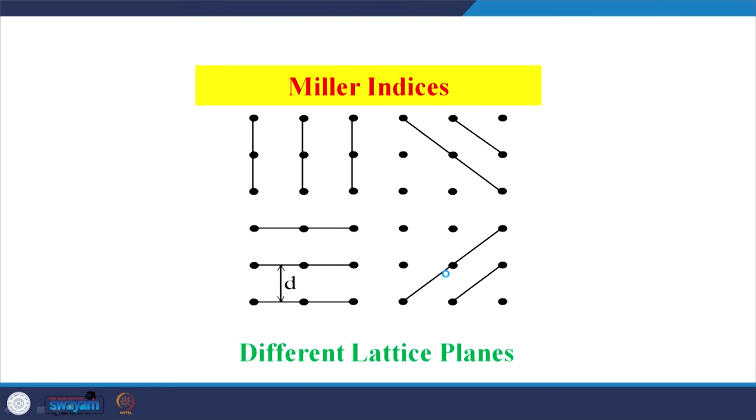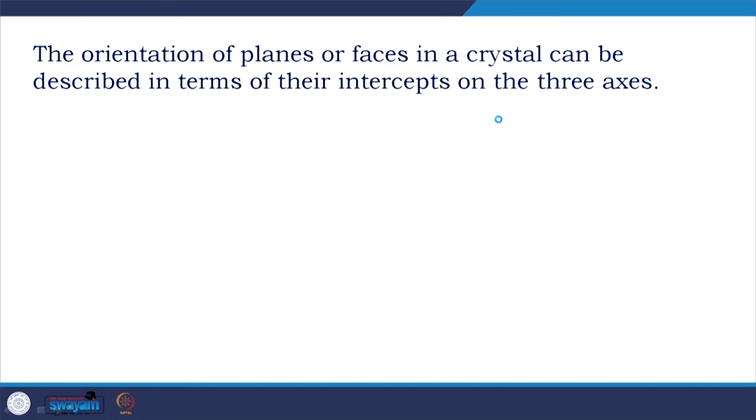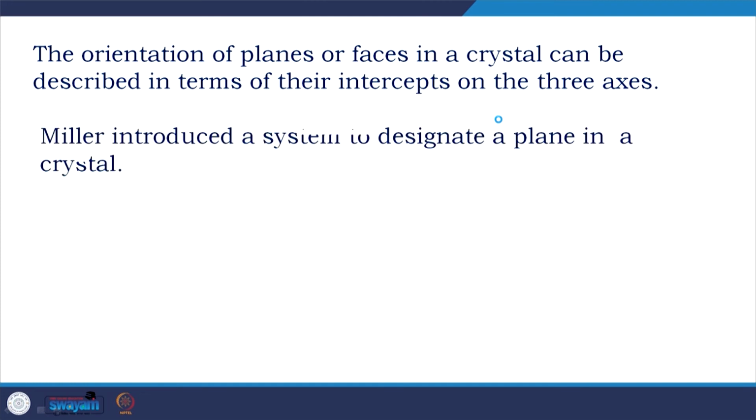So, as you see here, these are Miller indices of different lattice planes where all the points have the same spacing, which is d, but you have to get the relations where they intercept from the parallel lines. The orientation of planes or faces in a crystal can be described in terms of their intercepts where they are cutting on the 3 axes.